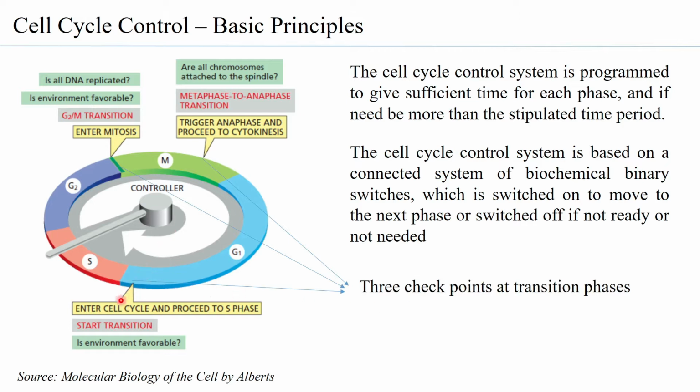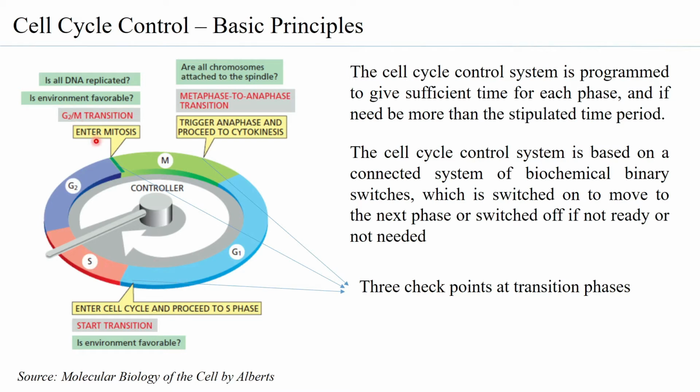One checkpoint is over here between G1 and S, which is the start checkpoint. This is one of the most important checkpoints because the cell has to decide before going to the S phase, because once it goes to S phase, the cell is committed to cell division.